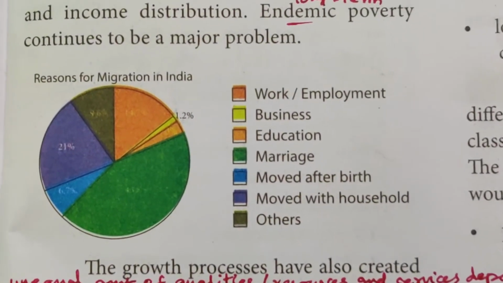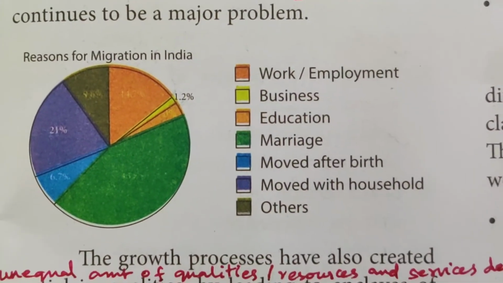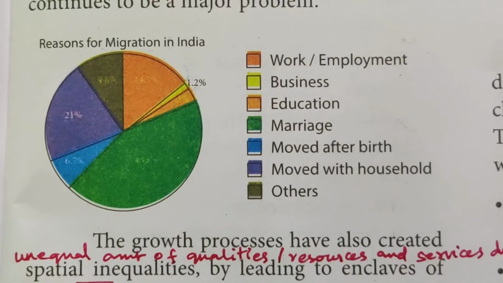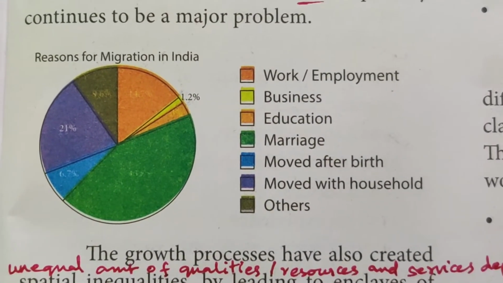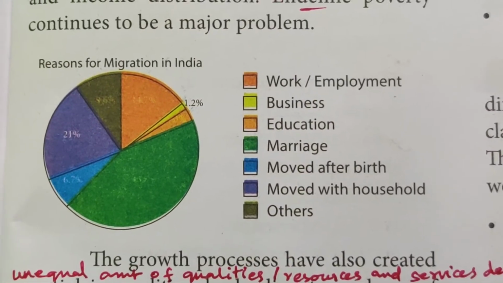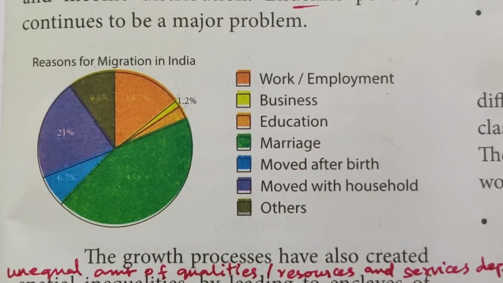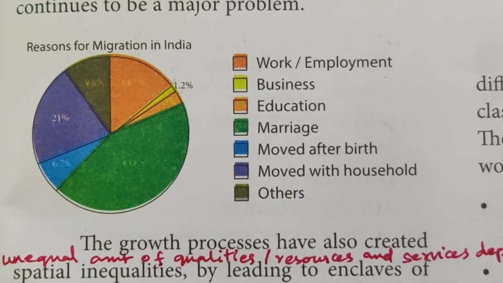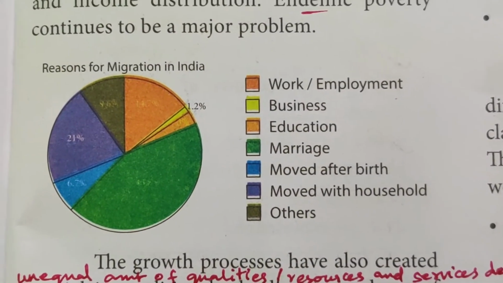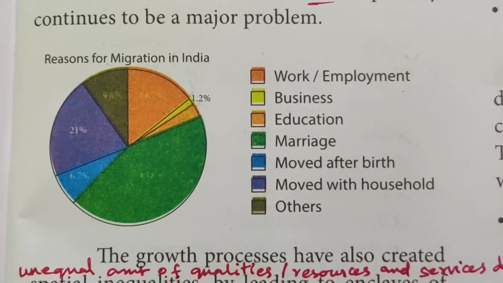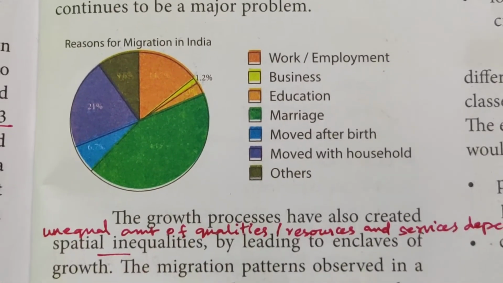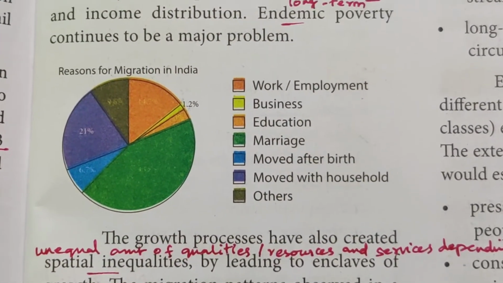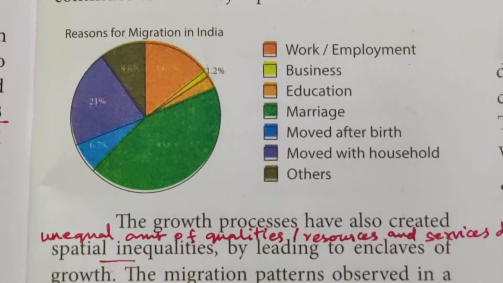So look at the reasons for migration in India. The colors have been given in a pie chart. Work or employment, we used to call Velaivaippu. Then business, around 1.2 alone. Education, marriage, moved after birth, moved with the household, and others. So this is the pie chart provided: reasons for the migration in India.